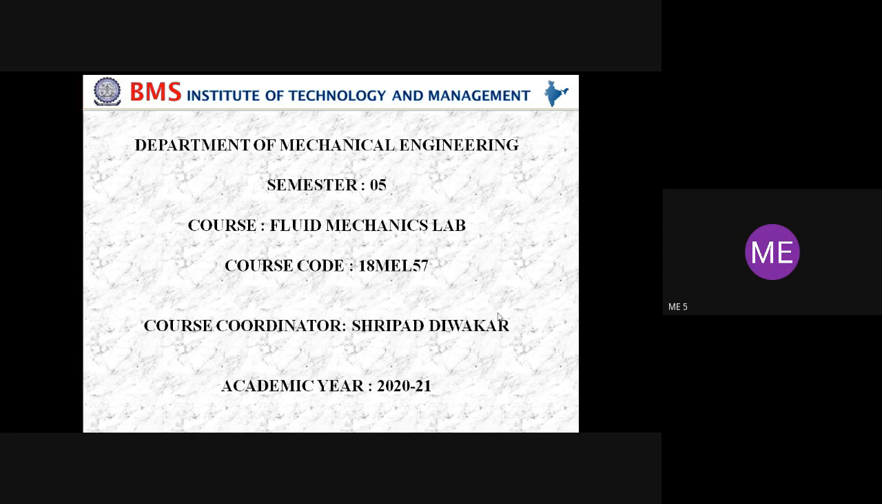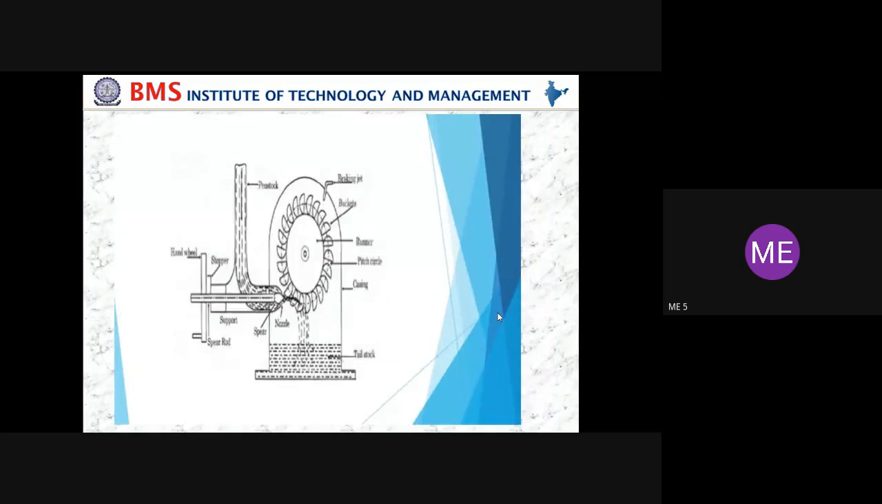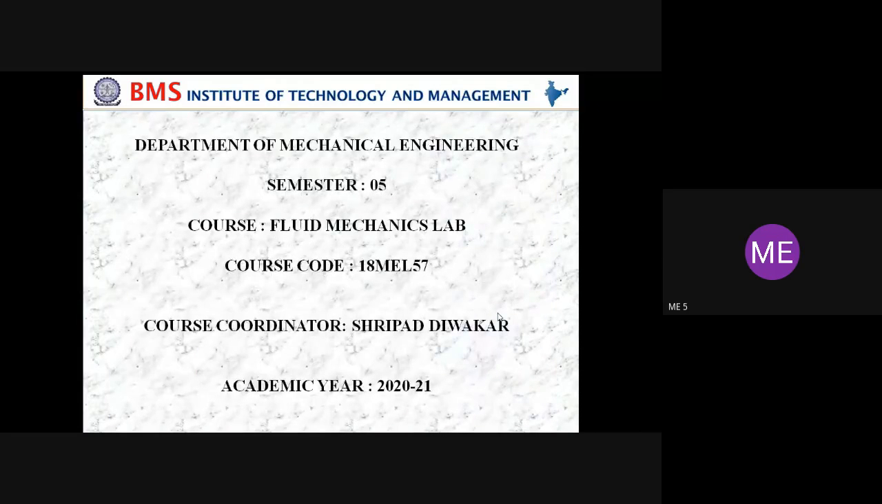In case of turbines, the potential energy of water is converted into mechanical energy by means of rotation of the shaft, which in turn is converted into electrical energy. Whenever the electrical generator is connected to the shaft, we get the electrical energy. This is how the conversion of energy takes place in a turbine.